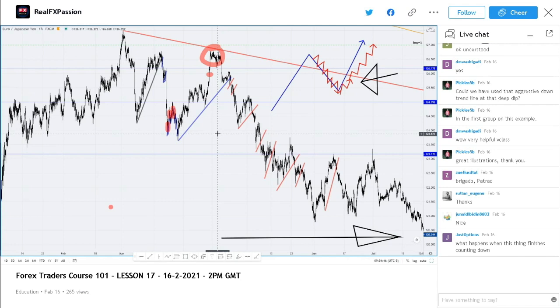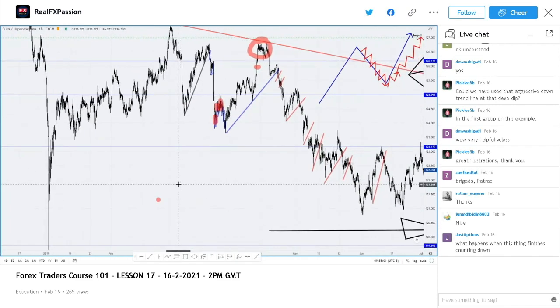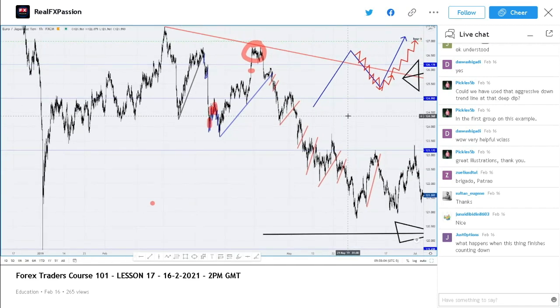Pickle says, could we have used that aggressive downtrend line at the deeper dip? Pickles, I don't understand your question. In the first group of this example. Not sure.